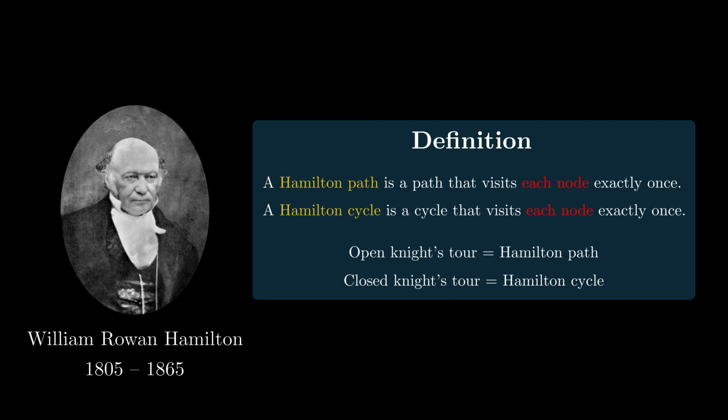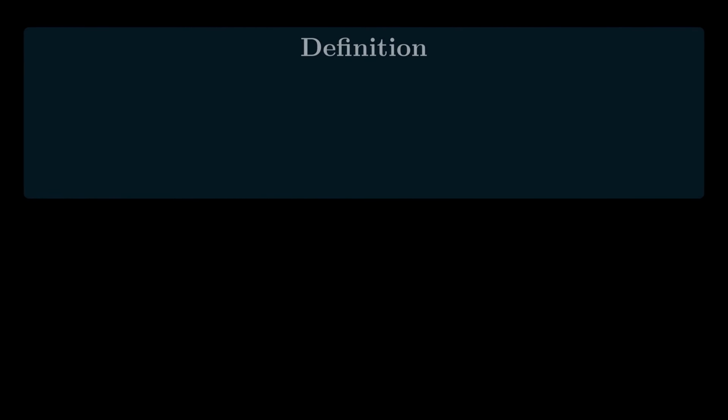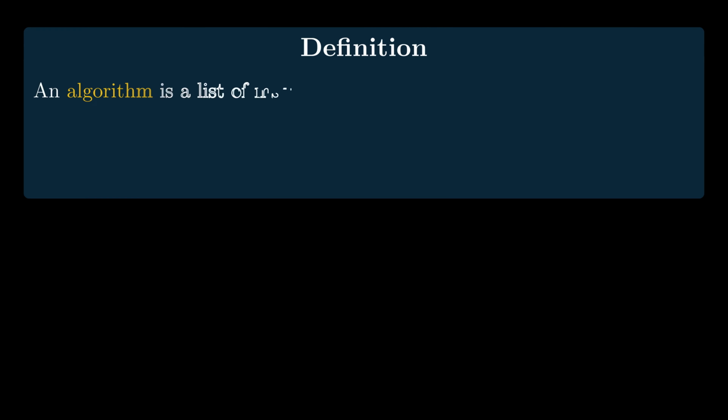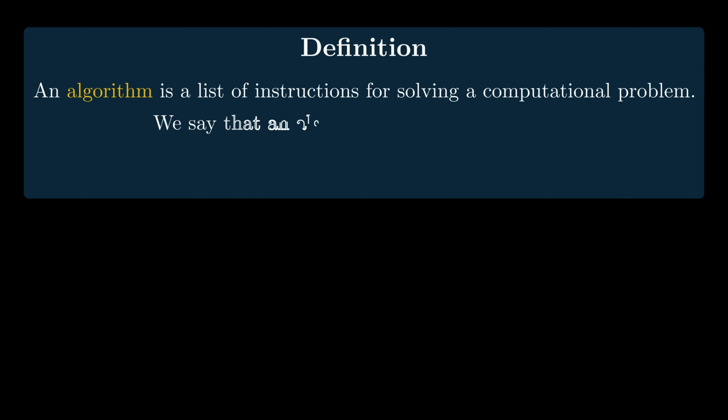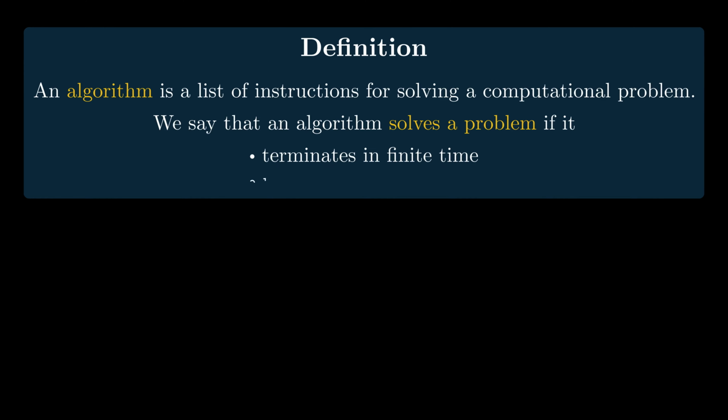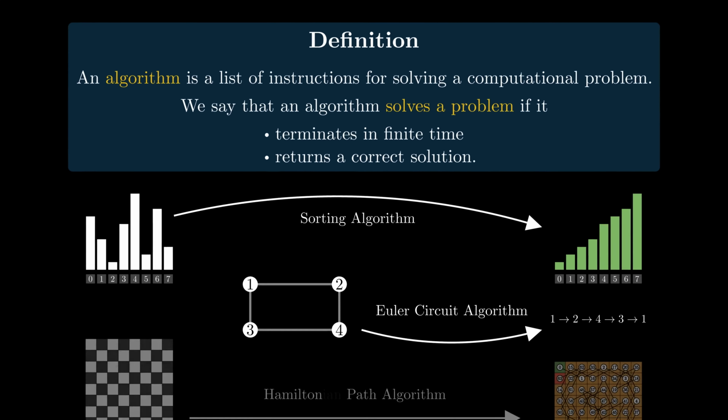We aim now to derive an algorithm to compute a Hamilton path in the Knight's graph. In this context, we will also be confronted with the algorithm for finding such a path in a general graph. You can think about an algorithm as a recipe, nothing else than a list of instructions for solving a problem, in this case a computational problem. If there is a solution for a computational problem, then we say that an algorithm solves this problem if it terminates in finite time and if it returns a correct solution. Algorithms appear in many contexts, whether it's for sorting, computing Euler circuits, Hamilton paths, etc.